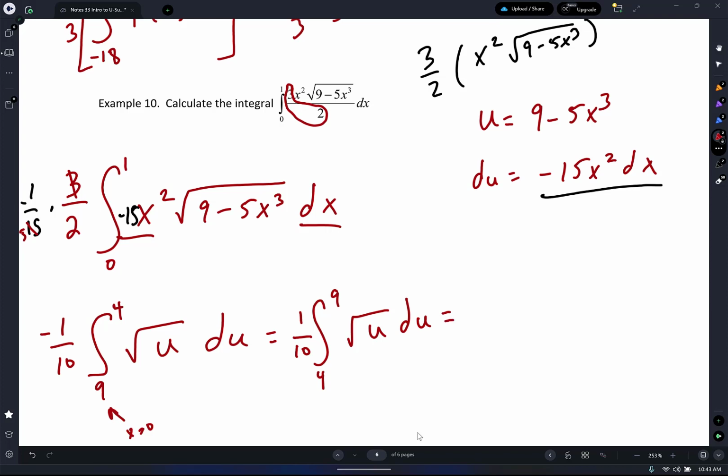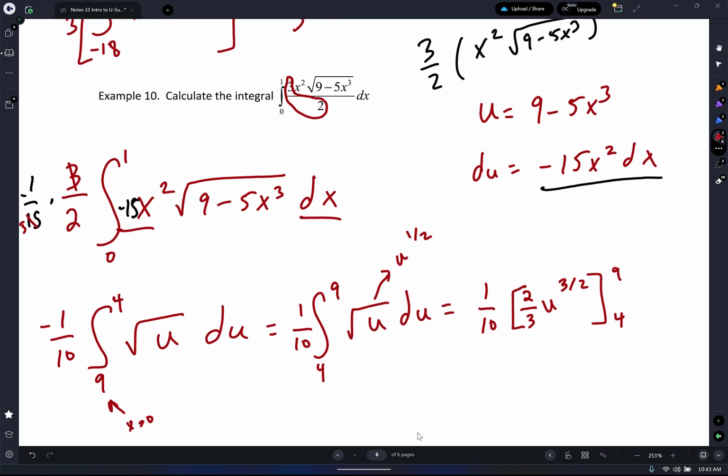All right, are we still cool? Here we go. I'm going to put this in a bracket here. What's the antiderivative of that? That's the same thing as u to the half, right? So I'm going to add 1 to the half, so u to the 3/2. And I'm dividing by 3/2, which is the same thing as multiplying by 2/3. And then I'm going to put a 4 down here and a 9 up there. Are we still okay?